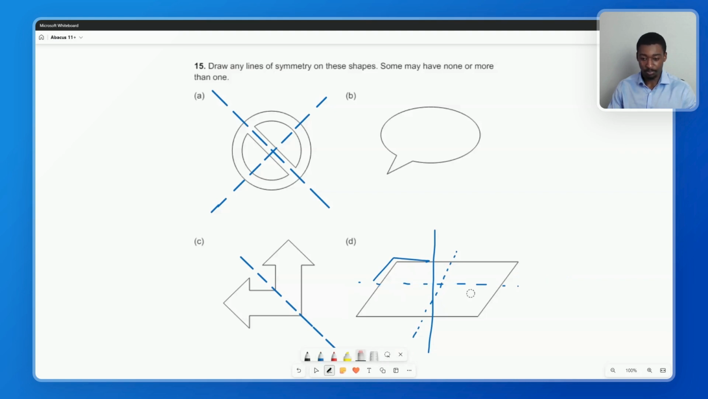It just doesn't work. So we need to remember and understand that when it comes to parallelograms, we have zero lines of symmetry. So this will be our final answer. A, B, C, D. A and C have lines of symmetry. B and D are parallelograms, and do not have any lines of symmetry.